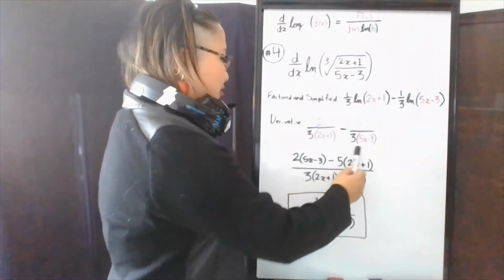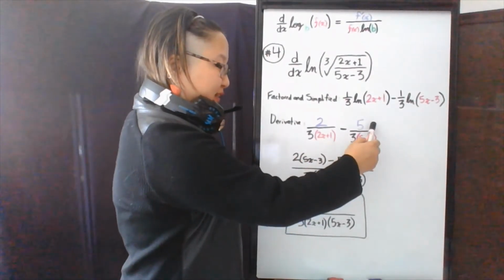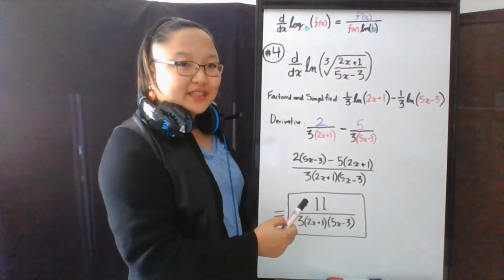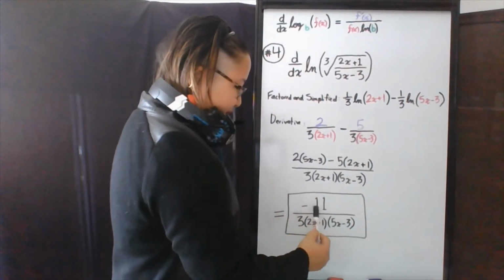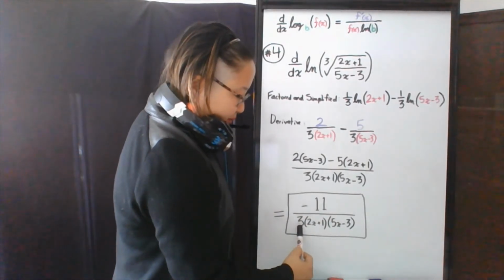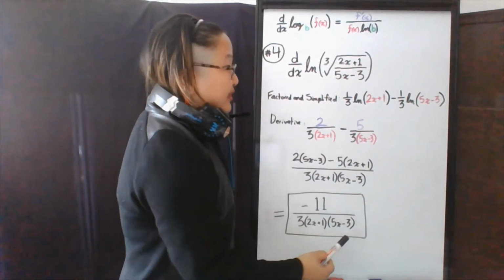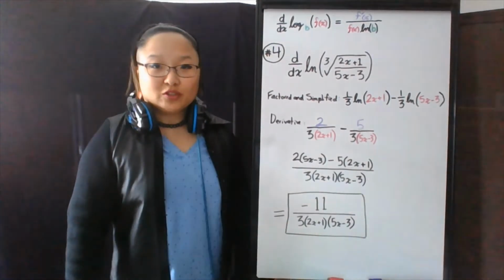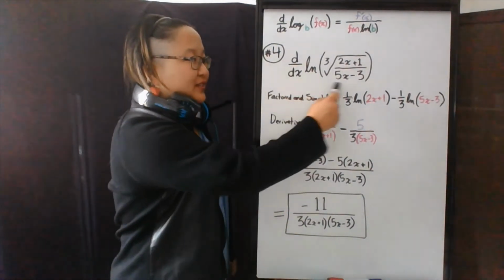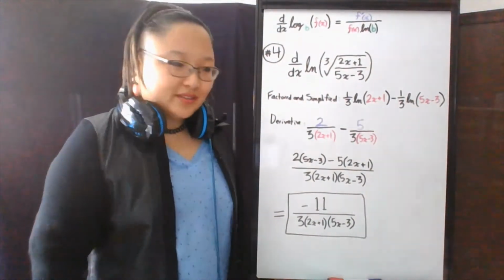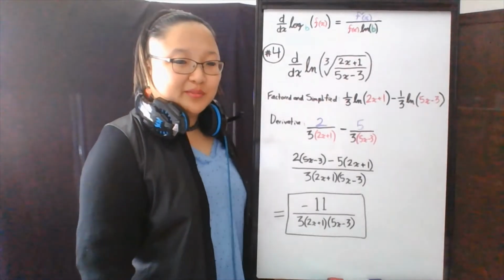All you have to do is cross multiply the different pieces on the denominator, and then you simplify them together, leaving the denominator factored, and you get negative 11 over 3 times 2x plus 1 times 5x minus 3. And this is the proper form for your derivative for this function. Let's do one more. Or, 2 more.